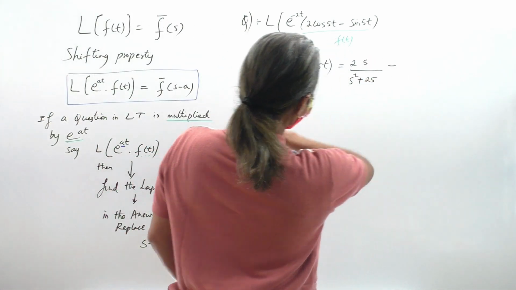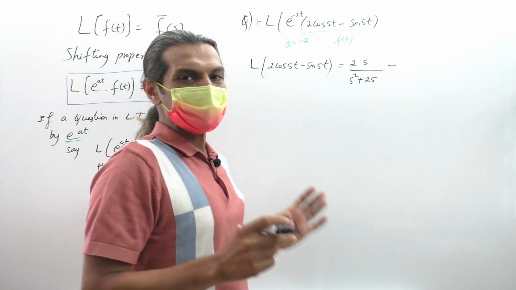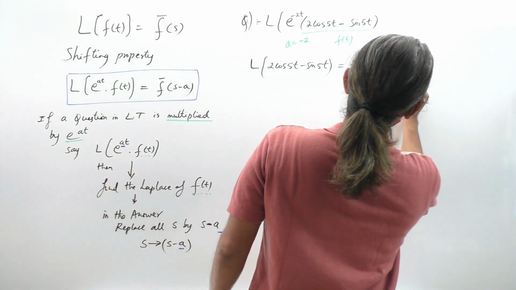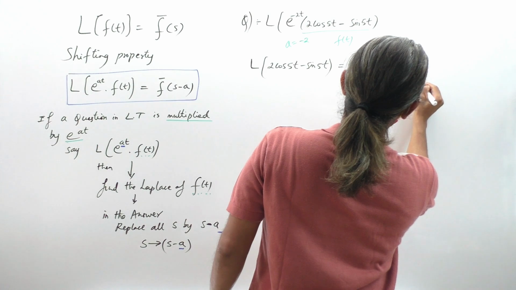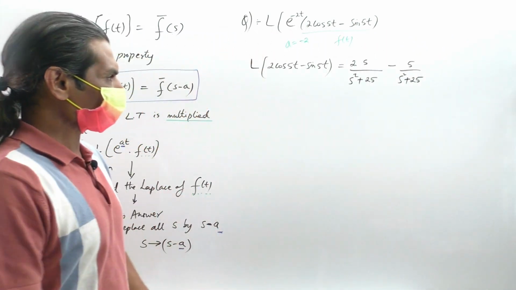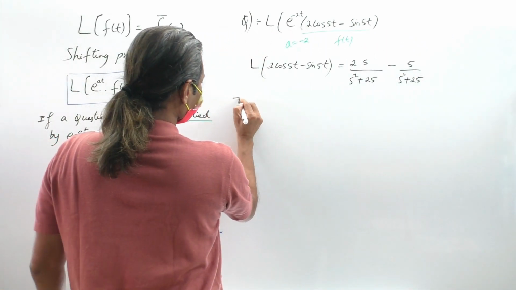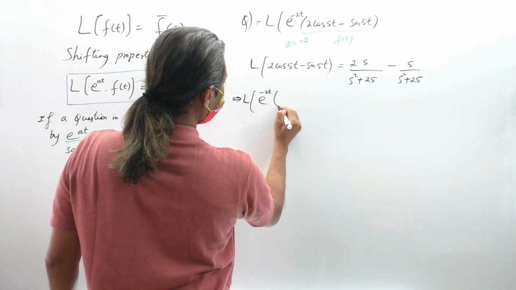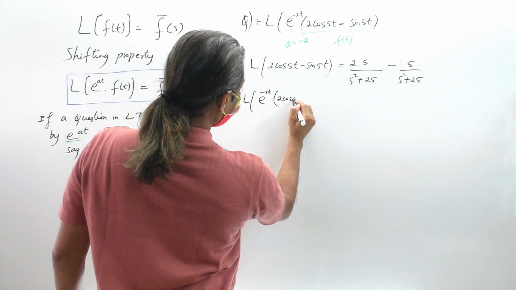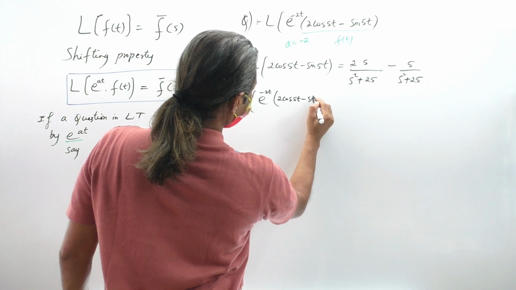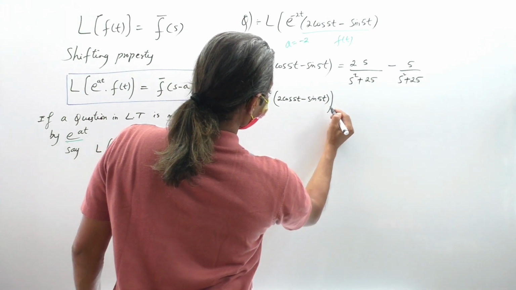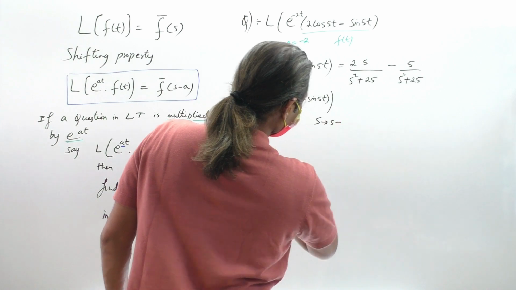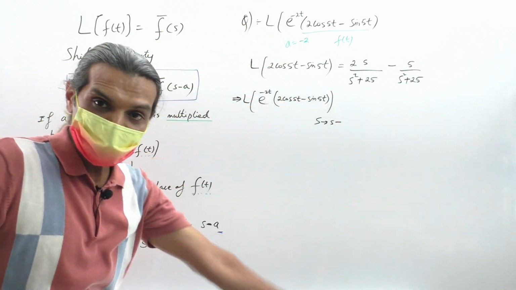Minus sine at. Laplace of sine at is a by s square plus a square. So it is pi by s square plus 25, right? Now finally, Laplace of e raised to minus 2t into 2 cos of pi t minus sine of pi t will be equal to what? Replace s by s minus a. What is a? Minus 2.